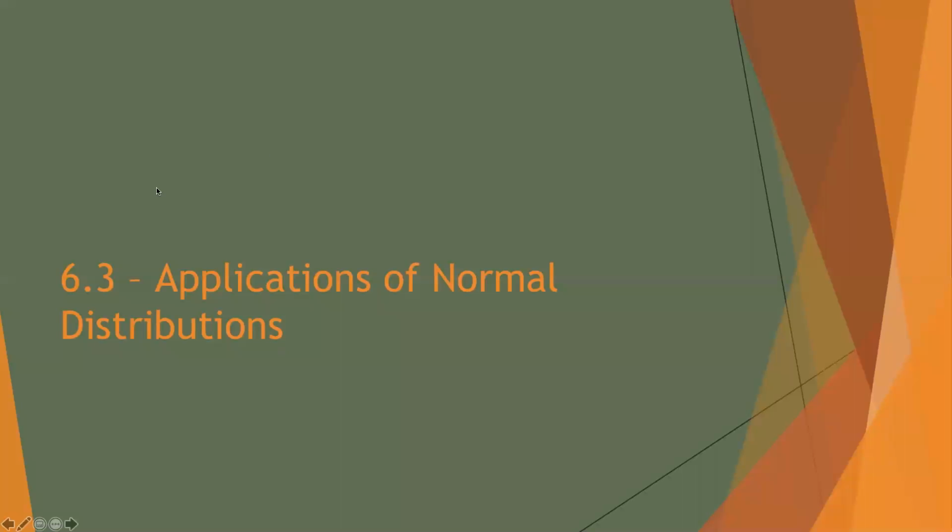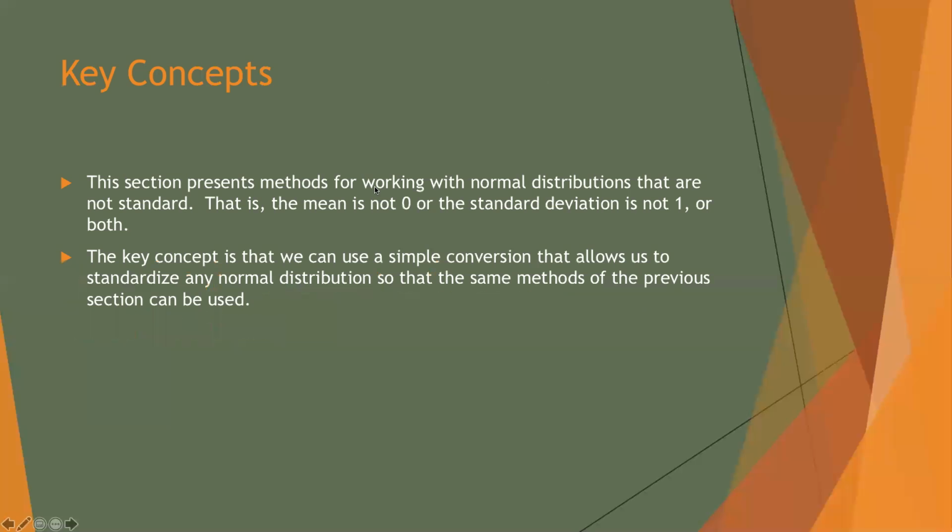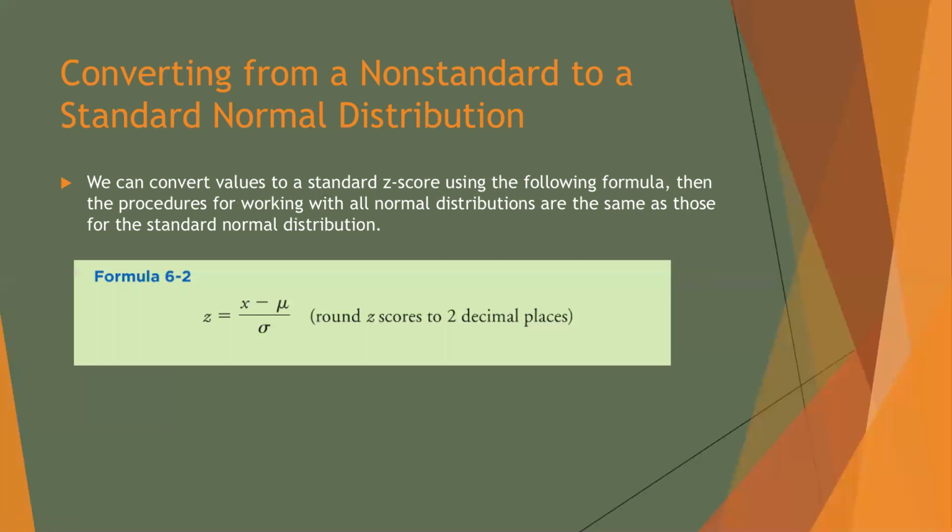Here we go. Here's 6.3, applications of normal distributions. The biggest concept is that we just talked about the standard normal, and now we're going to talk about how we can use it for all normal distributions. Basically, we learn that z-scores are what convert all of these. So, converting from a non-standard to a standard normal distribution.